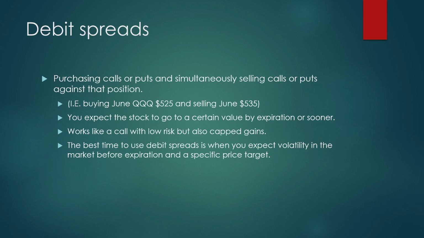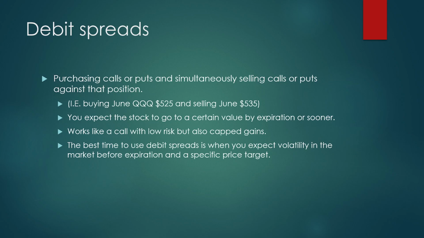So example would be we get QQQ, a June contract, we purchase 524 and we sell a June contract for 535. We would use this if we expect the stock to go up to a certain value, such as over 535 by expiration or sooner.